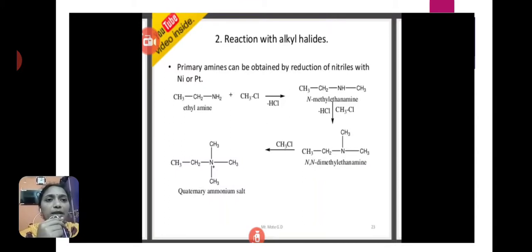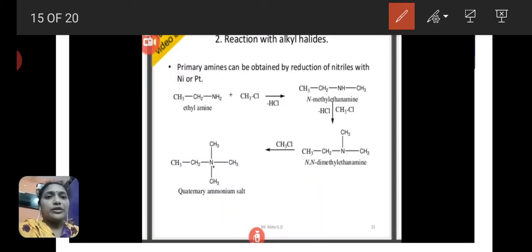Here the primary amine reacts with alkyl halide, loses HCl and forms N-methyl ethanamine. When this N-methyl ethanamine reacts again with alkyl halide, it loses HCl and forms N,N-dimethyl ethanamine, and this compound again reacts with CH3Cl, methyl chloride, and a quaternary ammonium salt is formed. Okay, this is the quaternary ammonium salt.